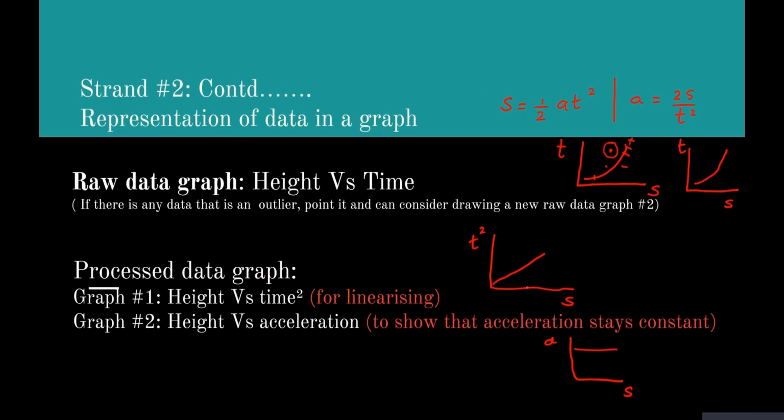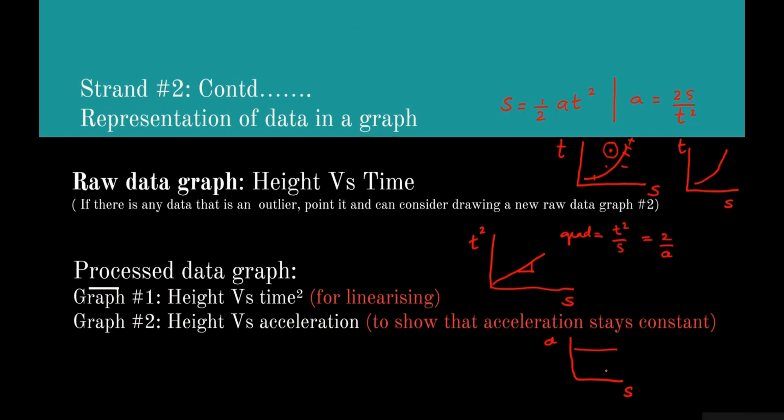Now, from the linearized graph, we can find the gradient. So the gradient will be T square by S, which is delta Y over delta X. T square by S will be equal to 2 by A according to this equation. All right.